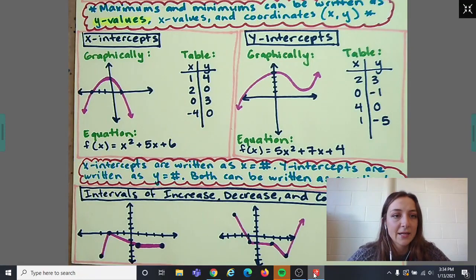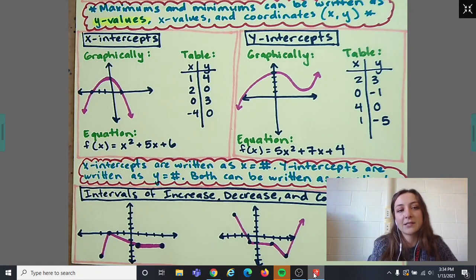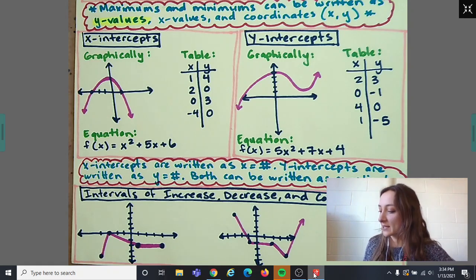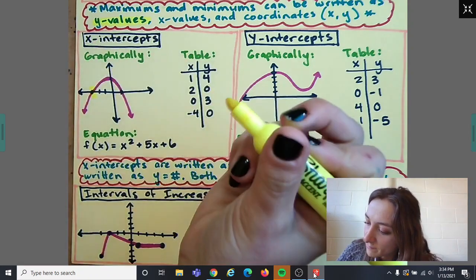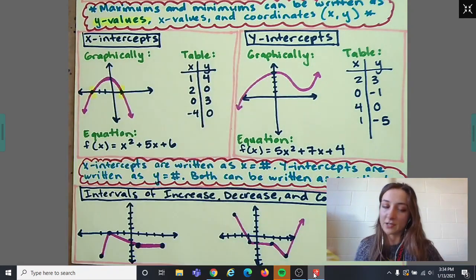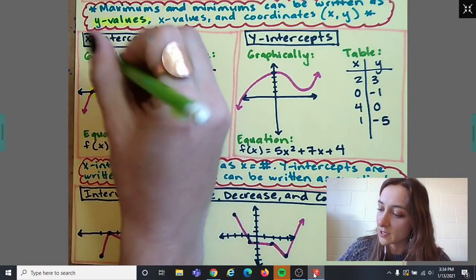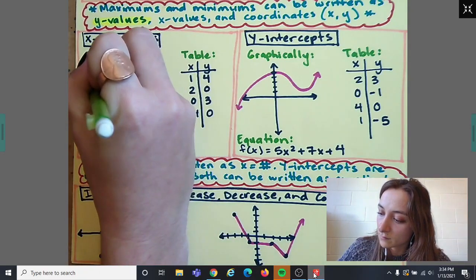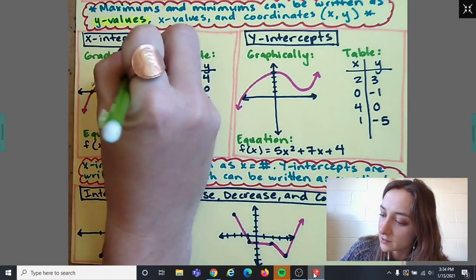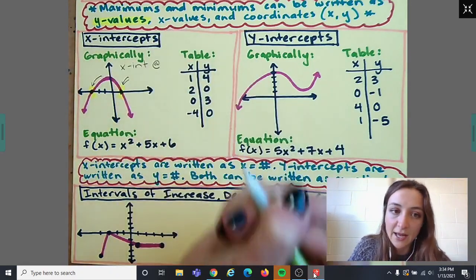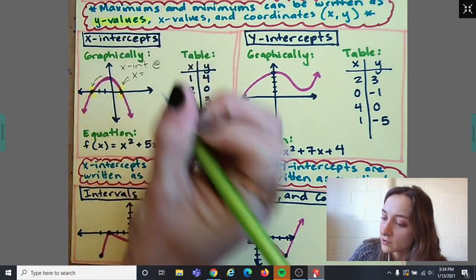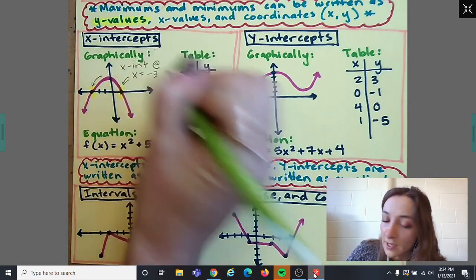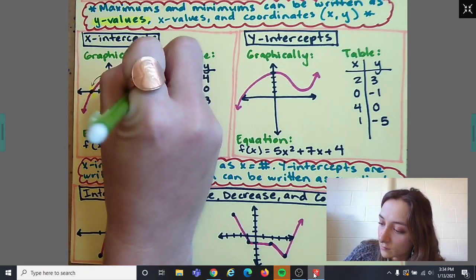Okay, and first we're going to look at graphically, then a table, and then the equation. So with graphically, x-intercepts are just going to be where it's crossing the x-axis. We can see that this one is crossing the x-axis at -3 and +1. So this one has x-intercepts. The x-intercepts are at, and we're going to write these as x values. So it's crossing the x-axis at x equals -3 and at x equals 1.